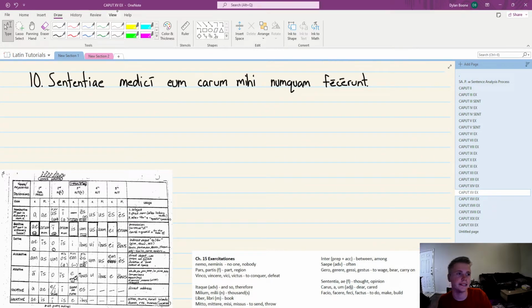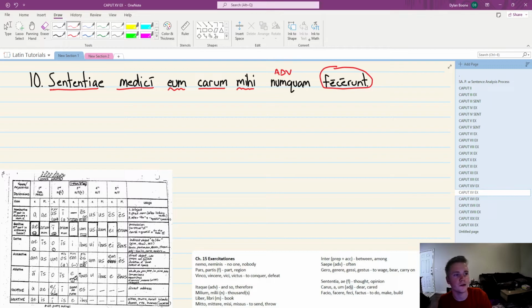Sententiae medici eum carum mihi numquam fecerunt. Grab our verb. Underline our nouns. Pronouns. Nouns. Pronouns. Adverb. Boom.